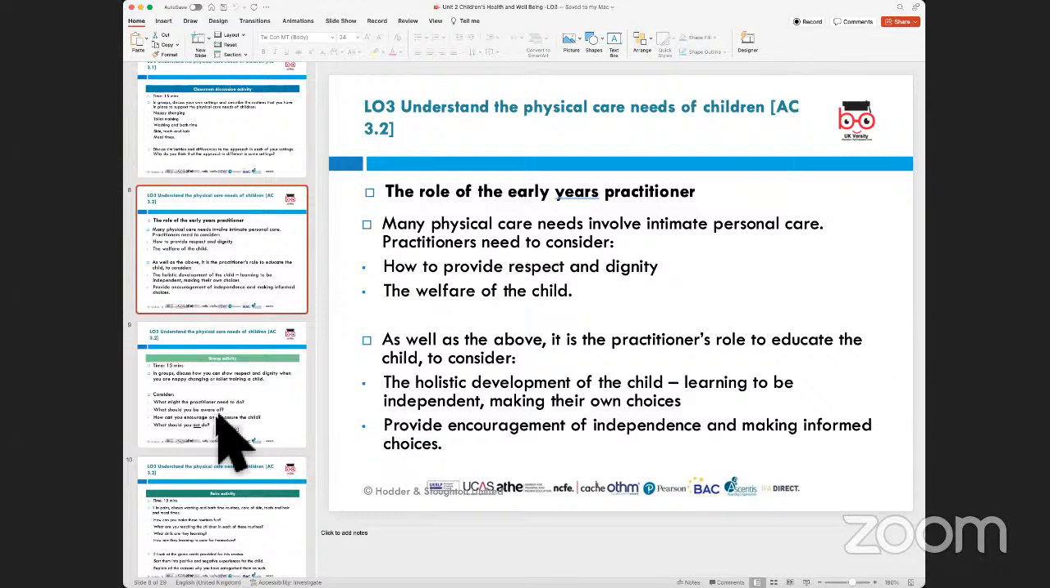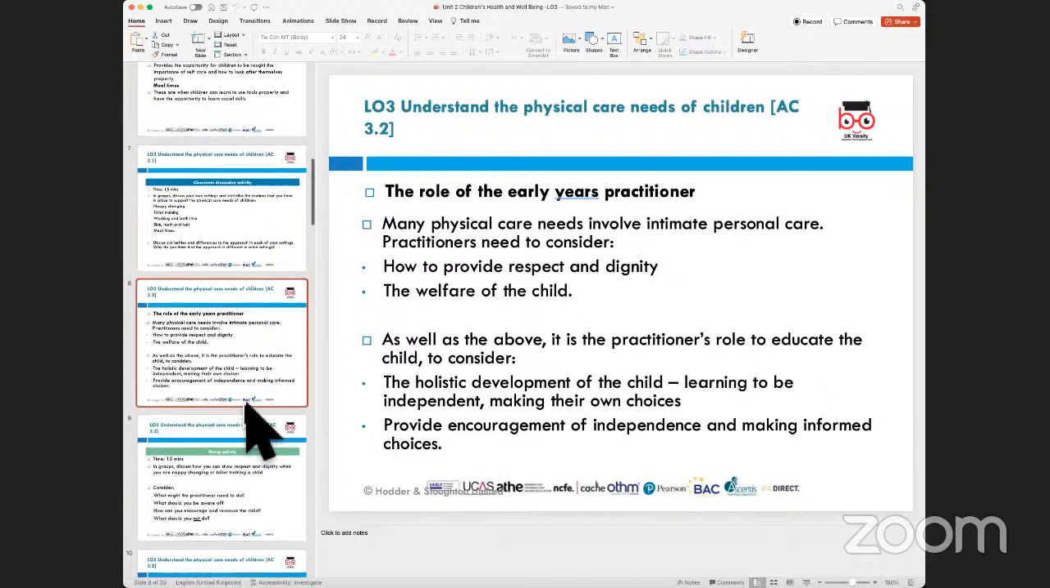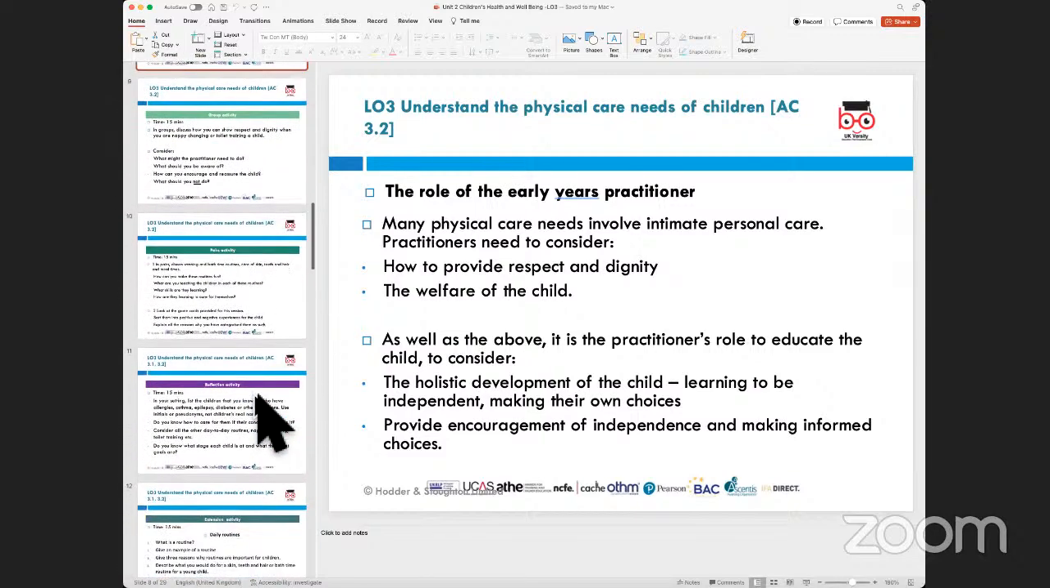And that is what this particular, I would say, learning outcome is all about. Is that okay?